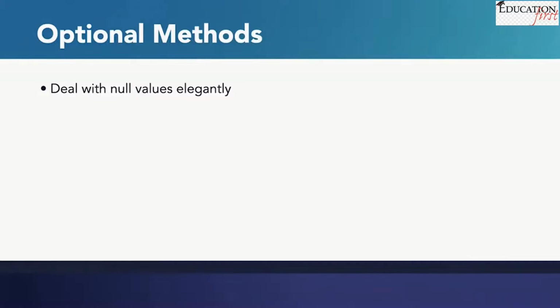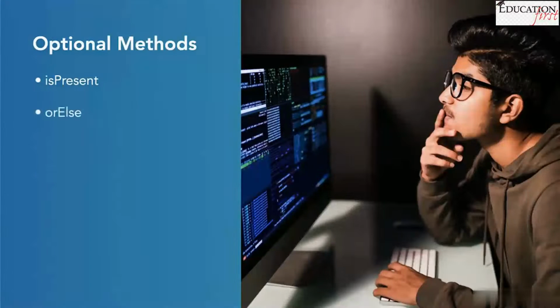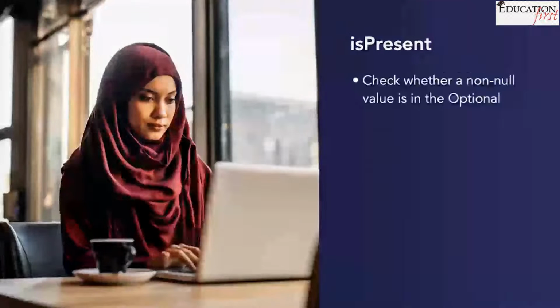Optionals have methods that allow the programmer to deal with the possible null values in a nicer way, but also other functionality that would require an if statement, such as validating the returned result, can be done on the optional directly using these methods. These are the methods that we'll be discussing: isPresent, orElse, orElseGet, orElseThrow, filter, and map. If we want to know whether a value was returned, we use the isPresent method.